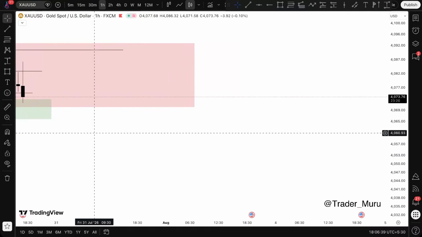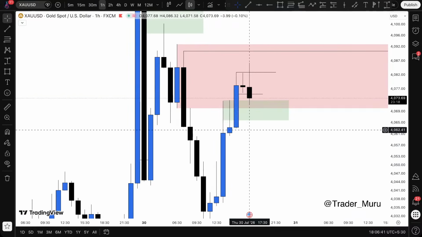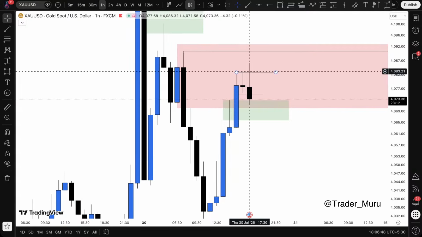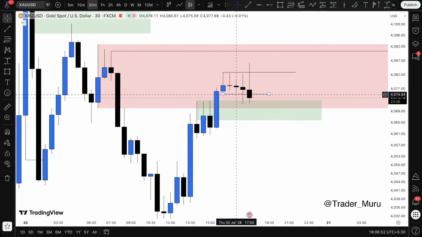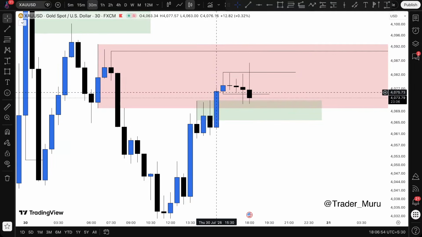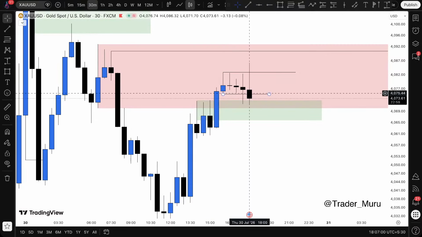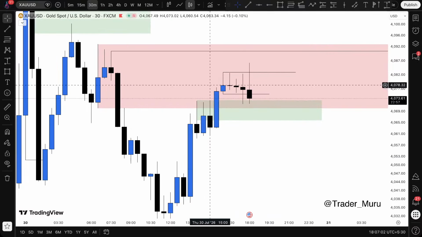Main confirmation will still be a break of this low. We have a sweep of this high now in the 1 hour time frame, as we were expecting that we need a sweep and a 30-minute or 15-minute candle range break. So we have a sweep. If this candle closes below the previous one, it would be a change of character in 30-minute. Momentum break, we can short it.